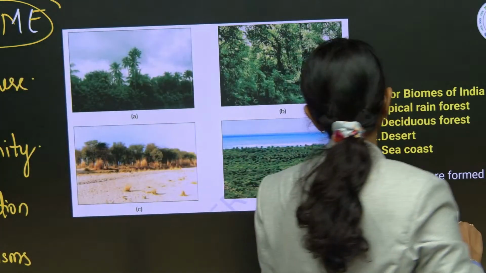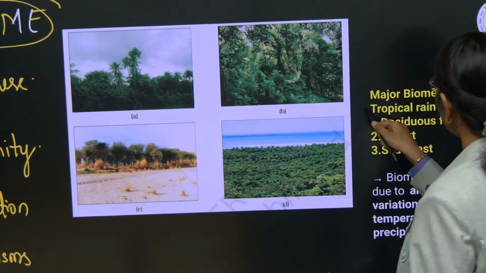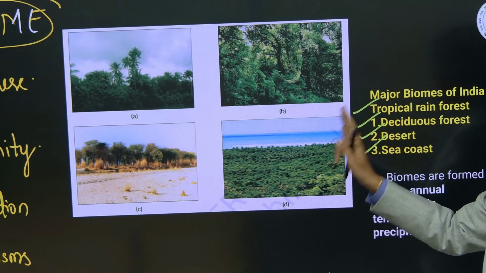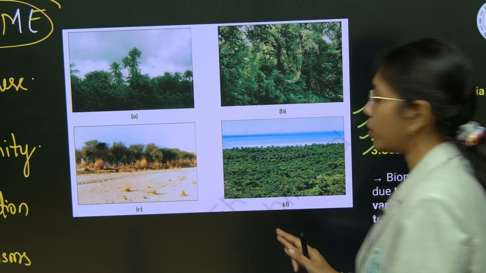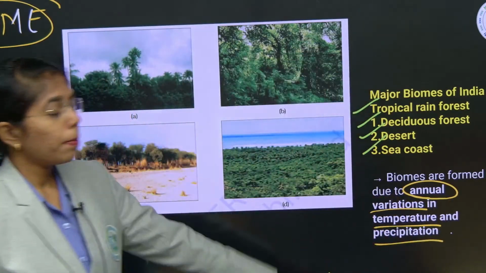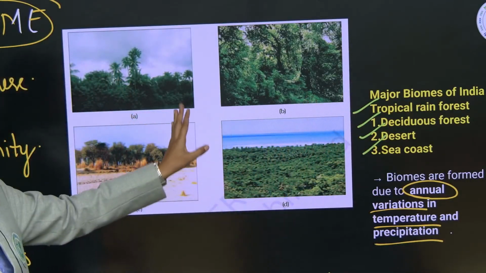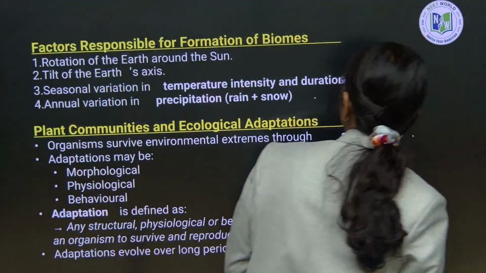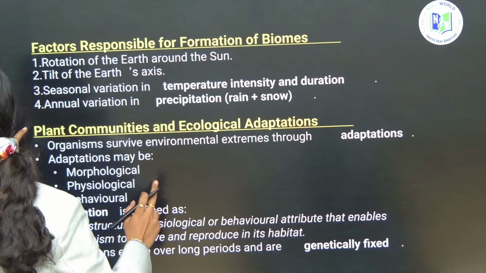So, here the major biomes of India include what? Major biomes of India include tropical rainforest, deciduous forest, desert and sea coast, which is given in the beginning of your text itself. So, how are they formed? Biomes are formed usually due to what? Annual variations, temperature and precipitation. Based on these climatic variations, the biomes will be formed, like tropical rainforests, deciduous forests, deserts and sea coasts. Now, what are the factors which are majorly responsible for biome formation?